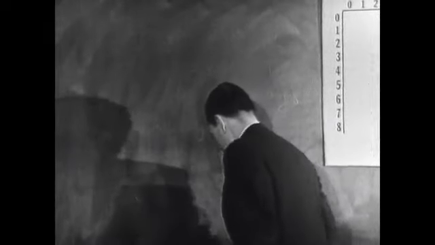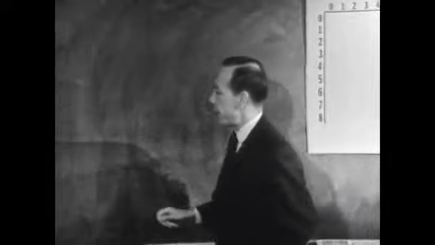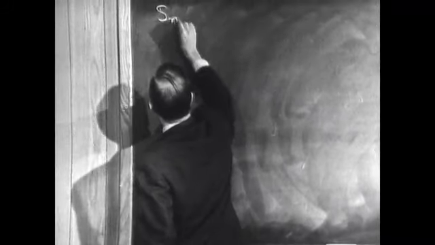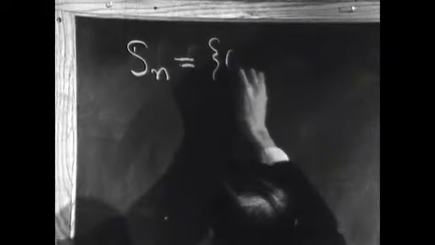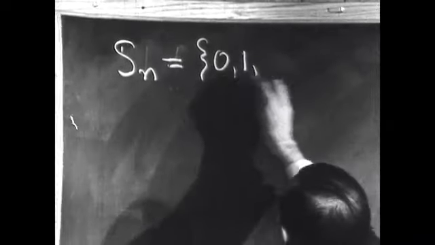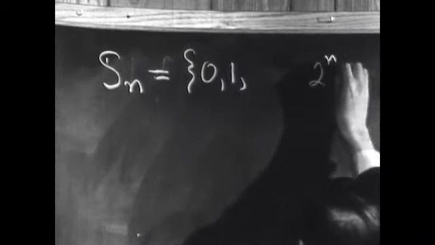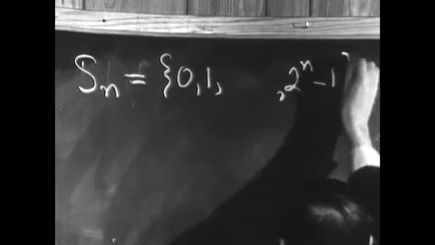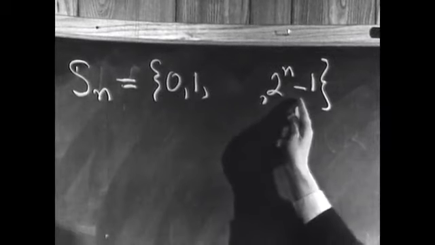Now, the proof of this is a little bit long-winded, and it depends essentially on proving two things simultaneously. One, let's define S sub n to be the set of integers from 0 on up to 1 less than a power of 2. So counting 0, that's the first 2 to the power n integers.